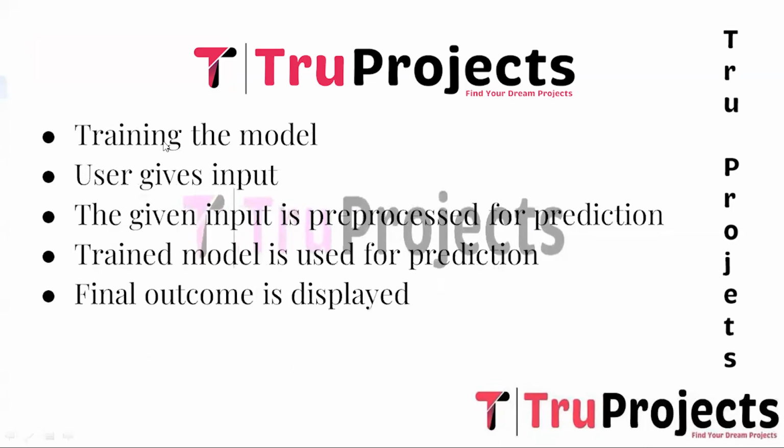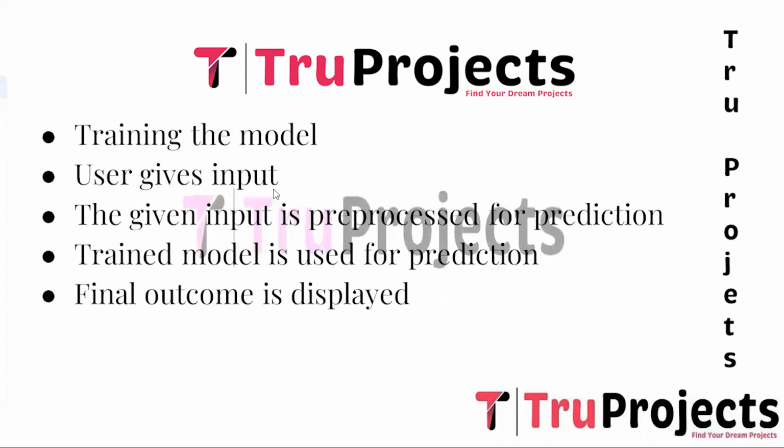And the sixth step is training the model. The VGG16, CNN and RNN models are trained on the training data. During training, the models learn the patterns, features and representations from the MRI images and their corresponding labels.